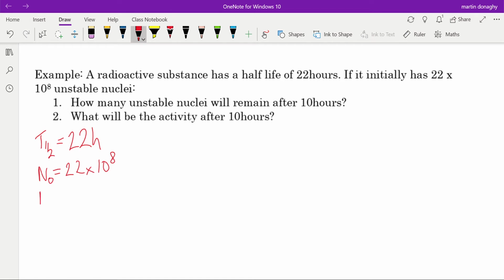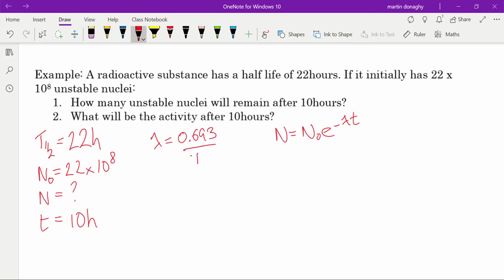How many unstable nuclei will be there after a time of 10 hours? Okay, now we're going to use this equation that links all of them together. Now, we have the decay constant in there, but we're not given the decay constant here. So in fact, the first thing we have to do is use this equation to get our decay constant.